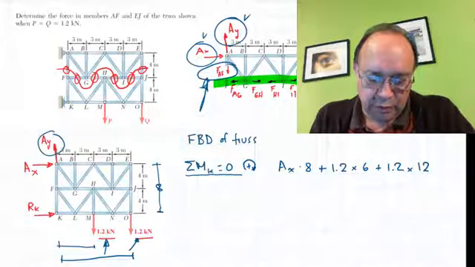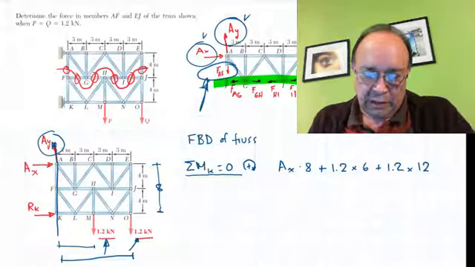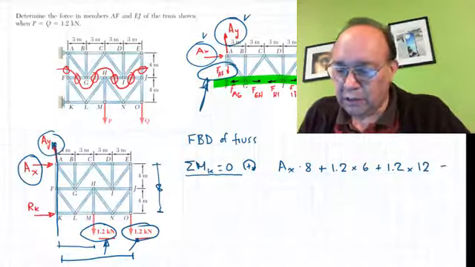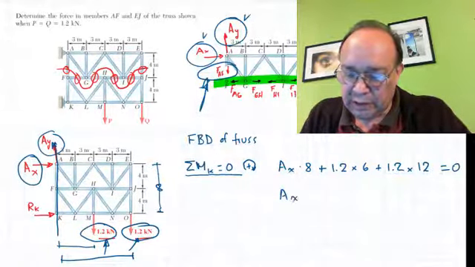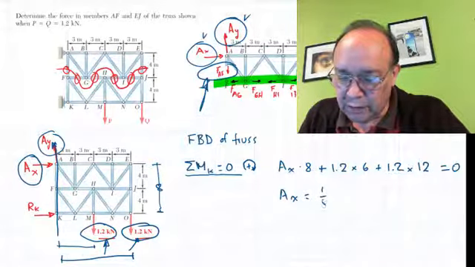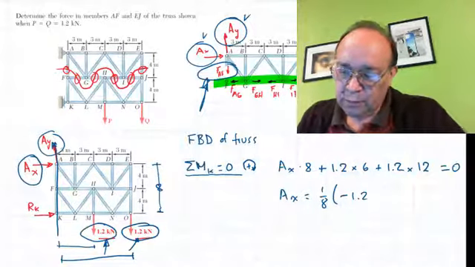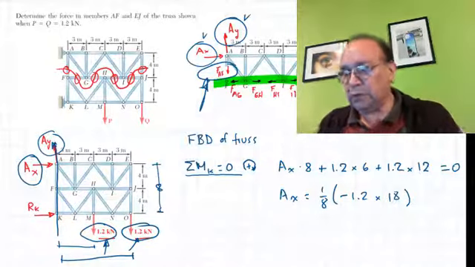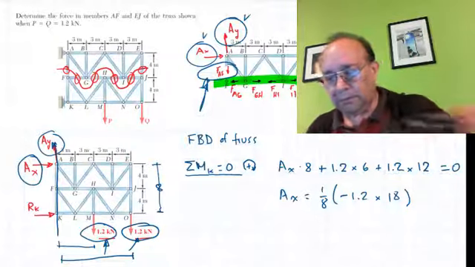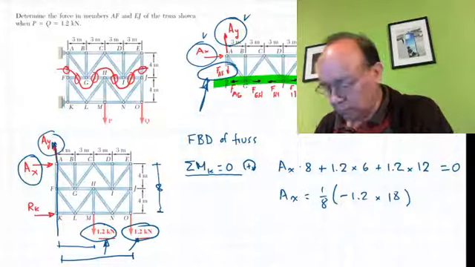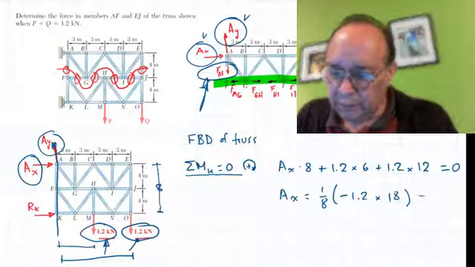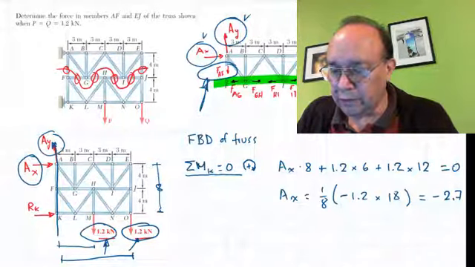There are no more forces that apply moment with respect to point K. This one doesn't produce moment with respect to K, because the force goes through the point, right? And so only AX and the two forces of 1.2 kilonewtons. So this equation has to be equal to 0. So from here I get that AX equals minus 1/8 of 1.2 times 18. So AX equals negative 2.7 kilonewtons.